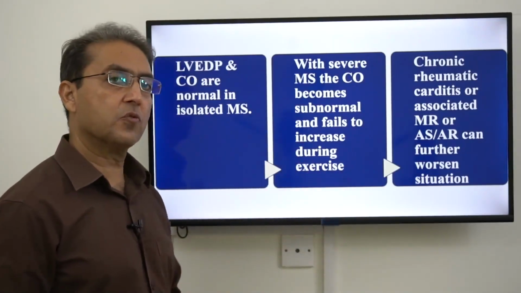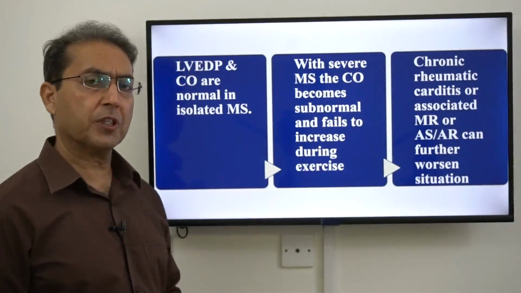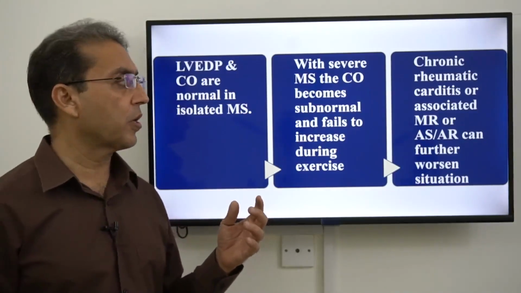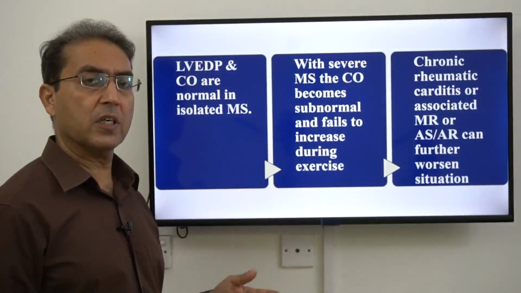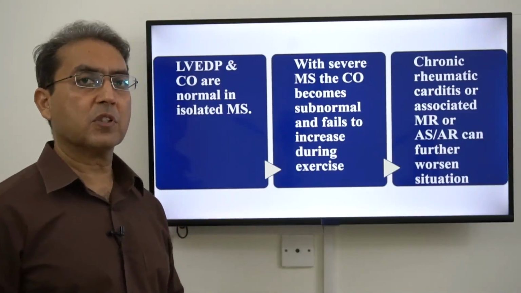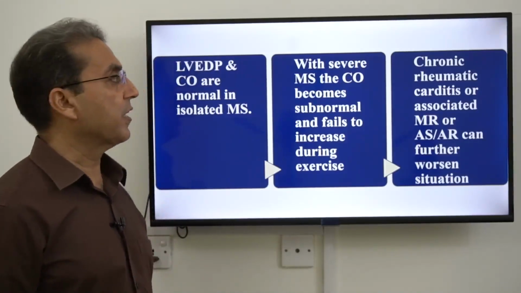And the situation is further worsened by chronic rheumatic carditis. There may be associated mitral regurgitation, there may be associated aortic regurgitation or aortic stenosis. So all these situations further worsen the left ventricular condition, and the patient starts having symptoms of left ventricular failure as well.